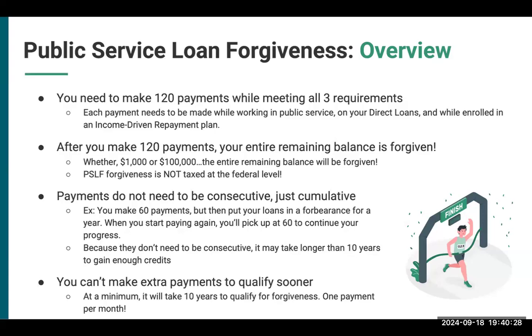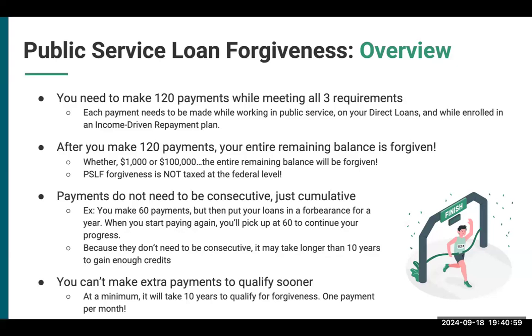Now, let me clear up a few common misconceptions about these 120 qualifying payments. First of all, they do not need to be made consecutively. You just need to make 120 total cumulative qualifying payments. So let's say you worked for 2 years for a qualifying employer and you accumulated 24 of these qualifying credits, right? And then you left and went to go work in the private sector or took time off. Doesn't matter. Nothing happens to those credits.